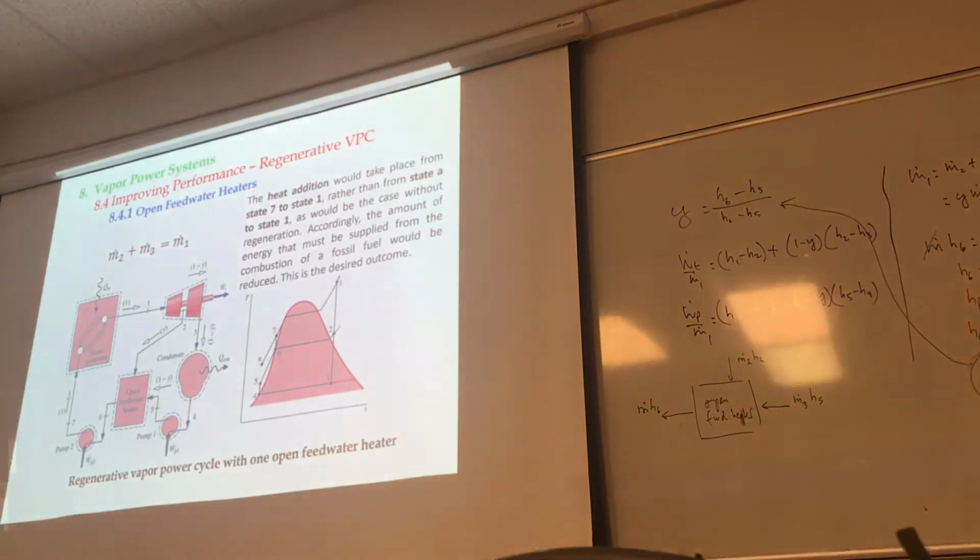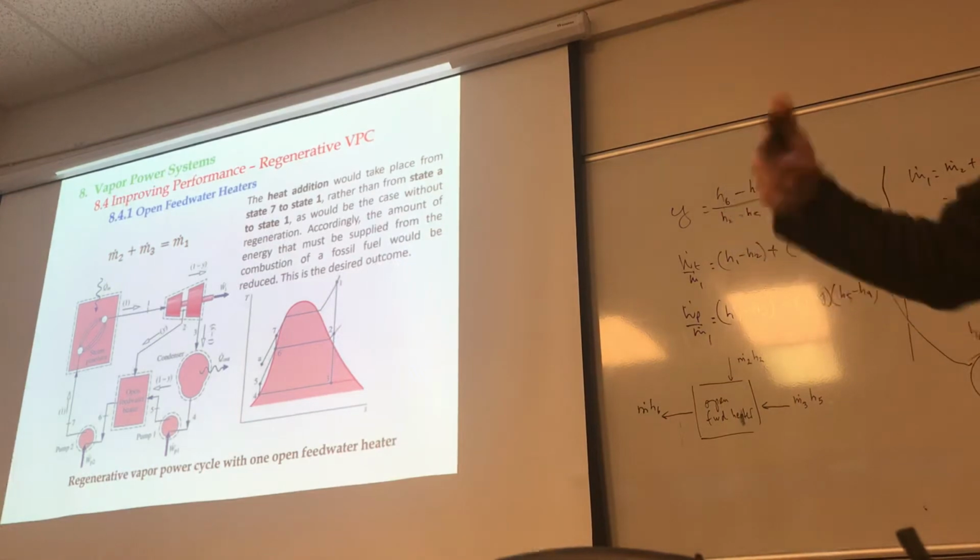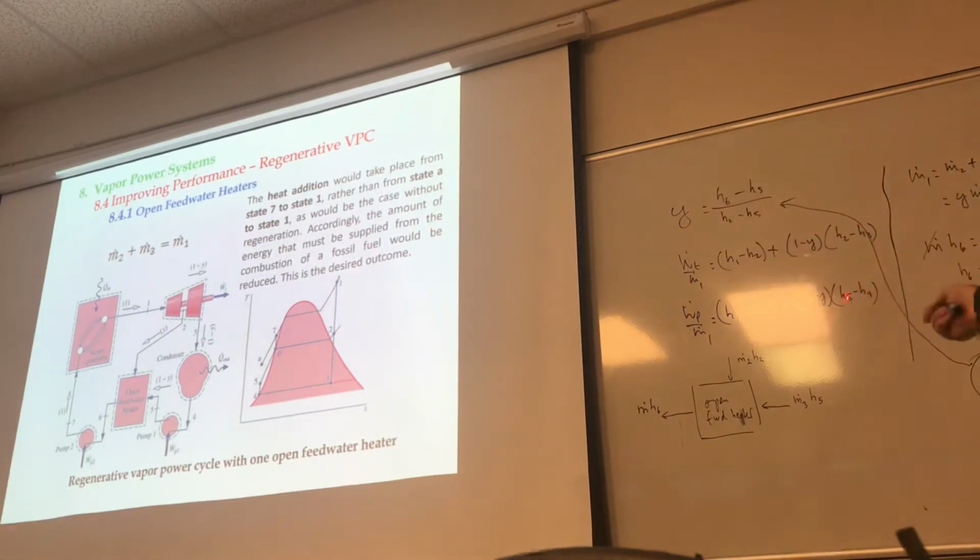And for the pump, it's the same thing. The work used up by the pump is, because you've got two pumps now, this one uses the entire flow rate, do you agree? So it's going to be h7 minus h6. How about this one? It's h5 minus h4, but only 1 minus y times the mass flow rate that's going through it. That's why plus 1 minus y times h5 minus h4. Okay, enough said about this open feed water heater.